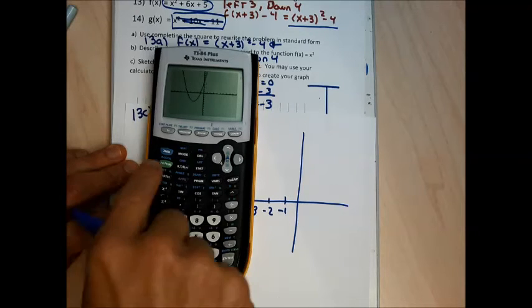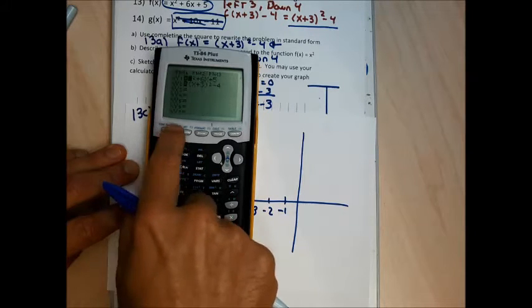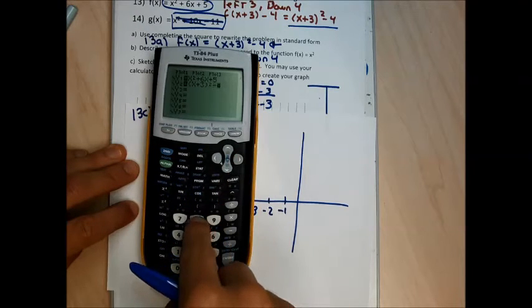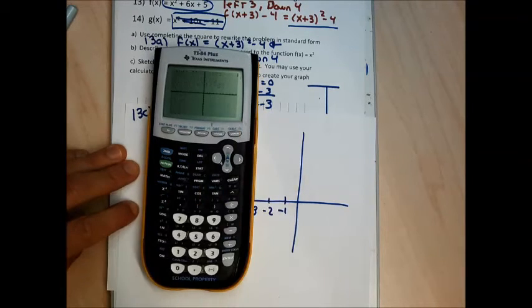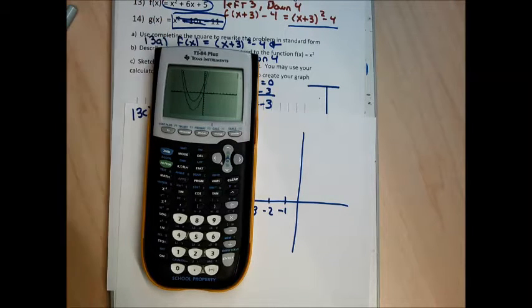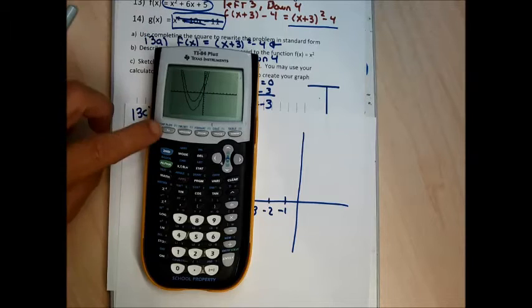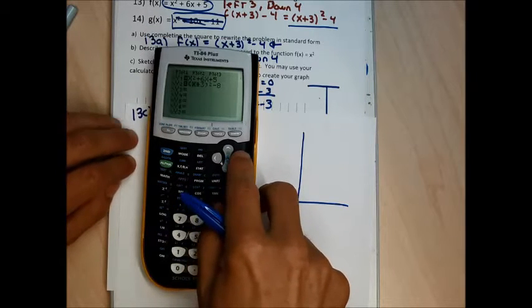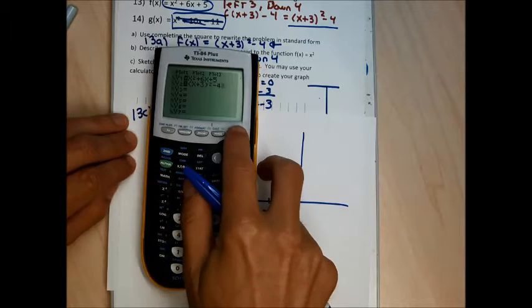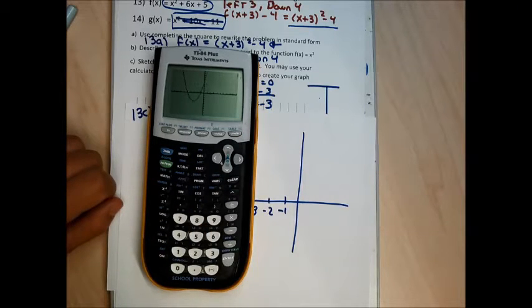Just to show you real quickly, if I made a mistake on my rewrite, let's say I came out with x plus 3 squared minus 8. If I graphed it along with the original graph, you're going to see 2 distinct graphs. If you graph the original function and your answer to part A, you're only going to see one graph because the graphs look exactly the same.